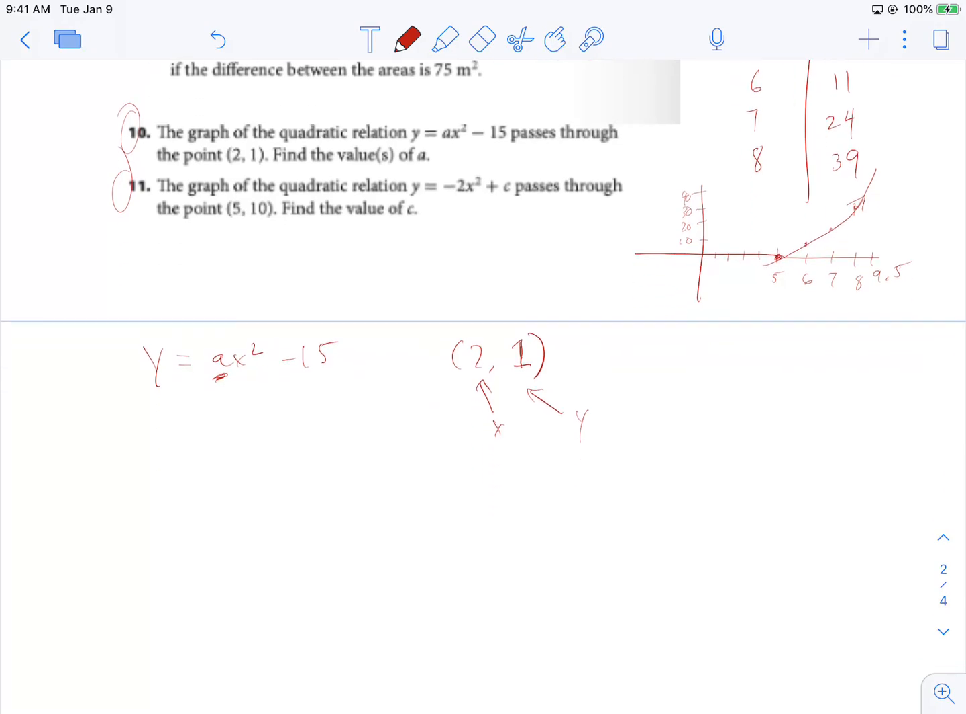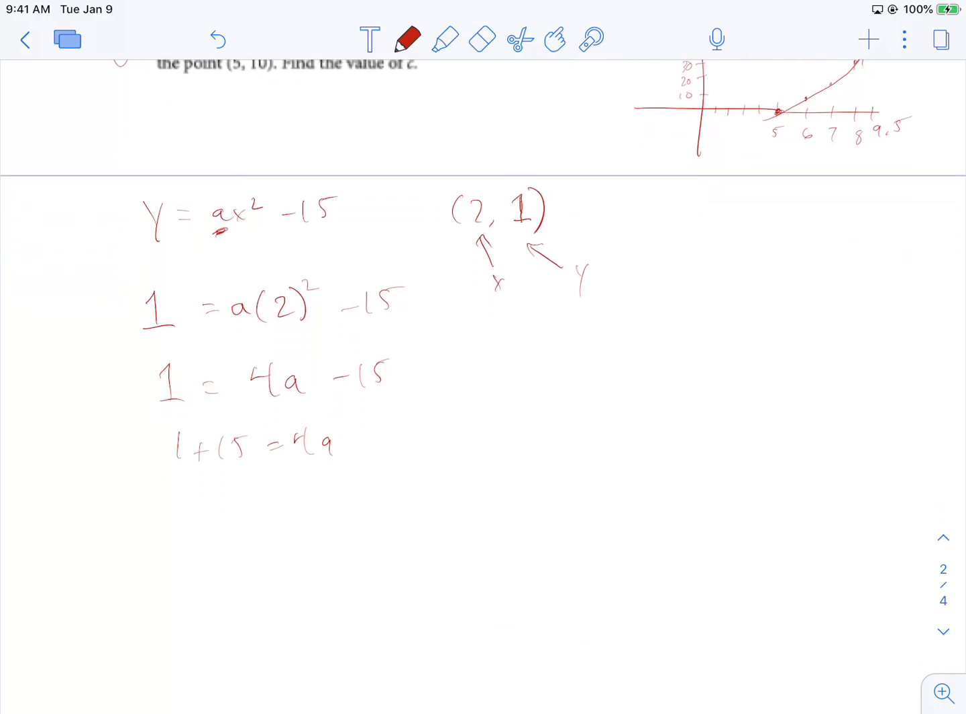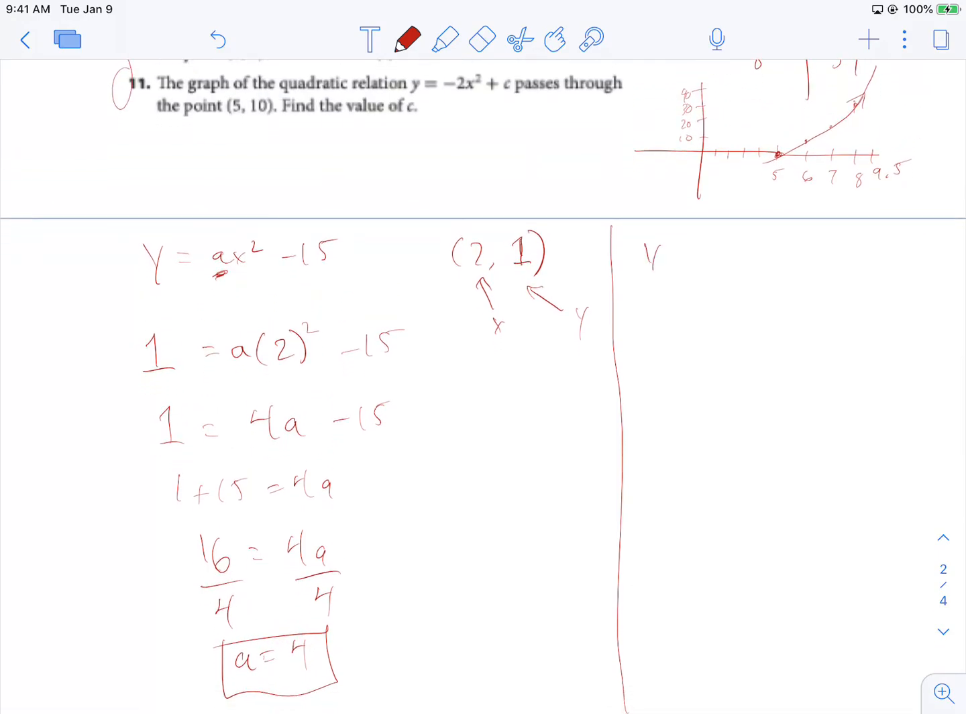So what we're going to do is plug those into the equation. So the y value is going to be 1. The x value is going to be 2. So we have a, and then we have x squared. So we have 2 squared minus 15. So 1 equals 4a minus 15. We'll bring that over to isolate a, and we get 1 plus 15 equals 4a, and we get 16 equals 4a. Divide both sides by 4, and you get a equals 4.